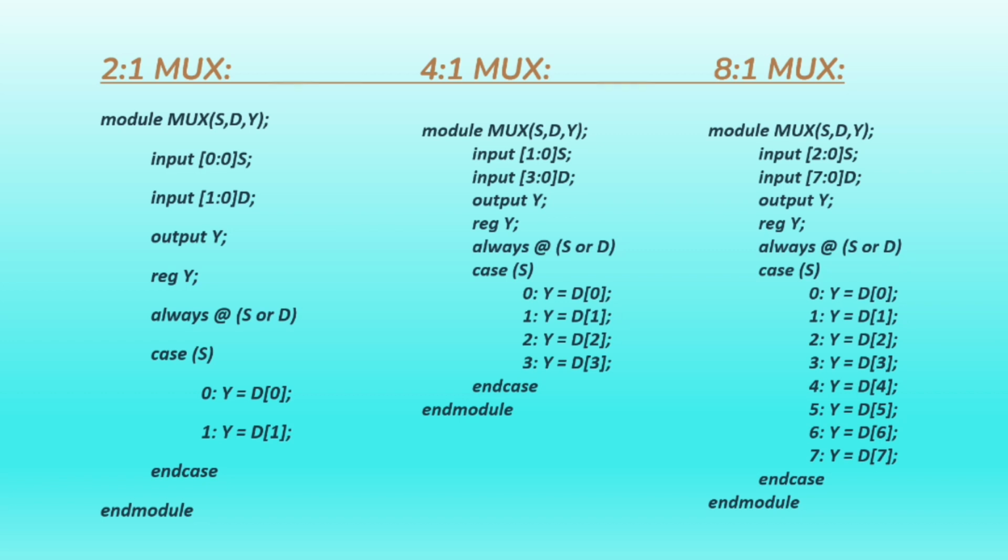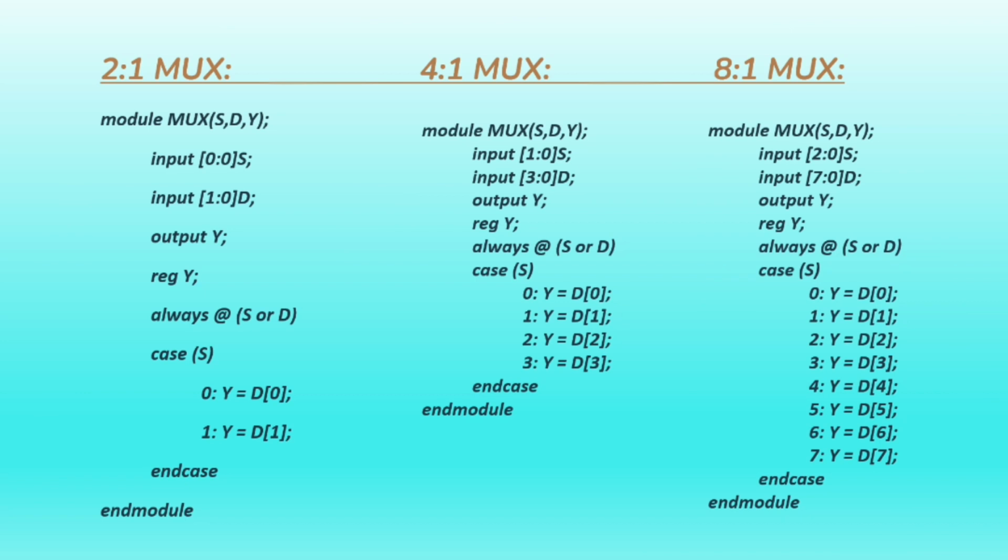Let us now look into the 4:1 mux. Module mux (s, d, y). Input [1:0] s, input [3:0] d, output y. Reg y. Always @(s or d), case s. 0 is to y = d[0], 1 is to y = d[1], 2 is to y = d[2], 3 is to y = d[3], end case, end module.